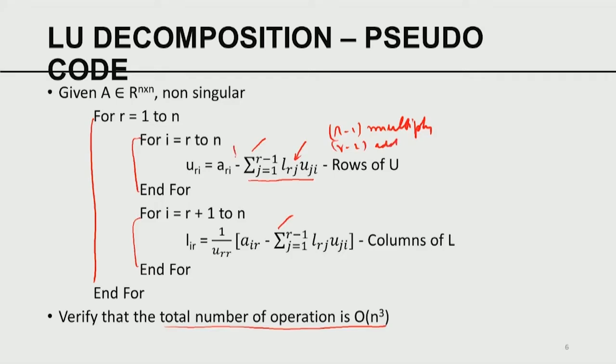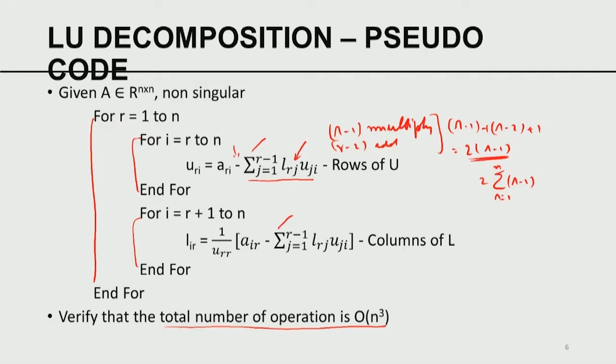And I have to perform one more addition, subtraction. Subtraction and addition are essentially the same. Therefore, this particular step is going to require r minus 1 plus r minus 2 plus 1, that is going to be equal to 2 times r minus 1 operations. But r runs from 1 to n. Therefore, this particular do loop alone is going to now require the sum of 2 times r minus 1, r runs from 1 to n.